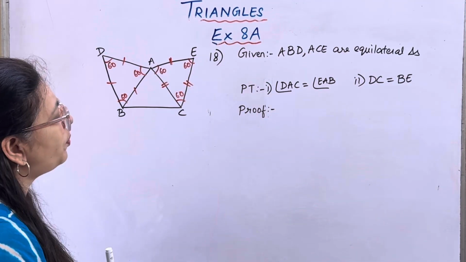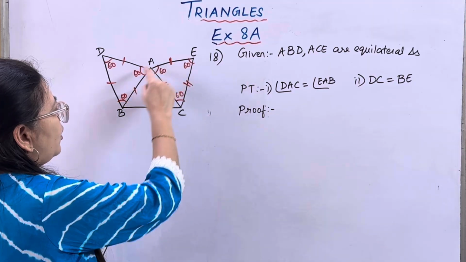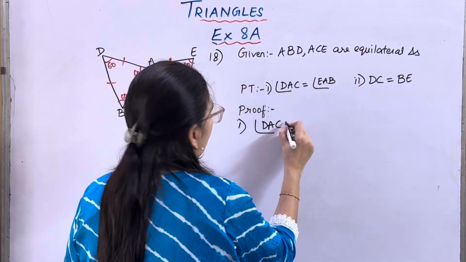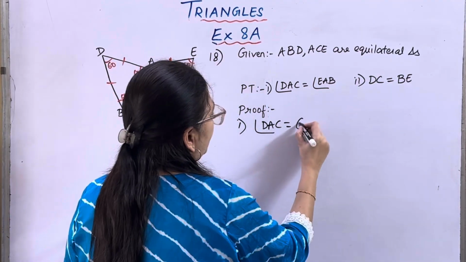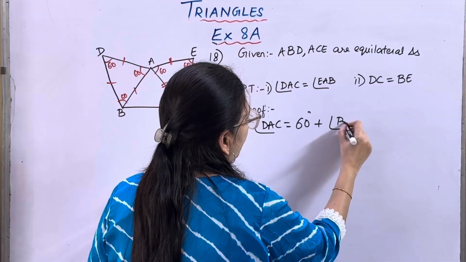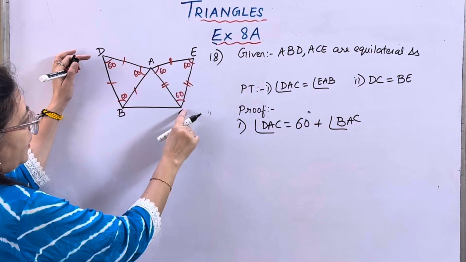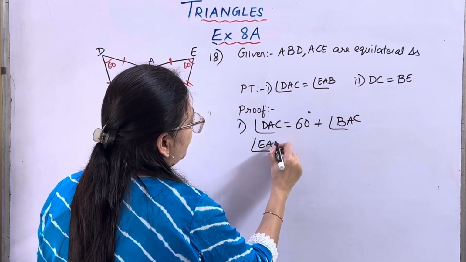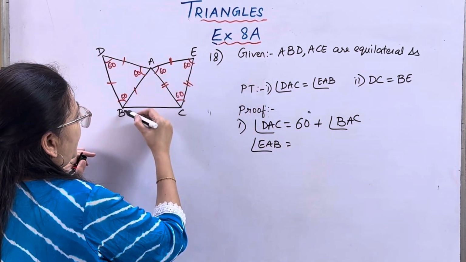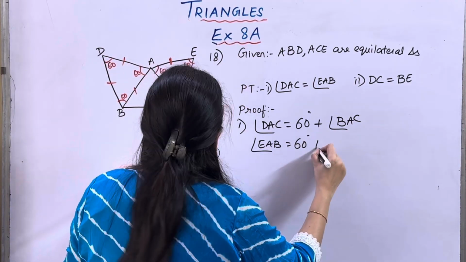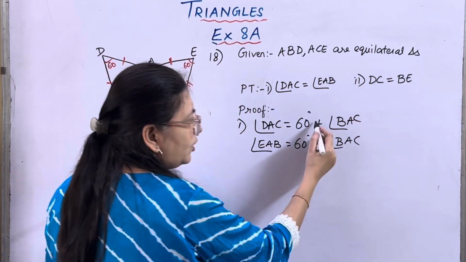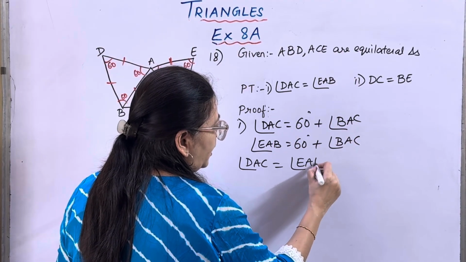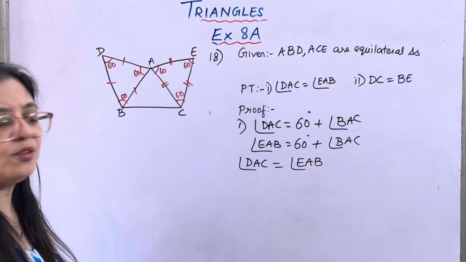Okay? You have to prove that angle DAC is equal to angle EAB. Now for the first one, what is DAC? DAC would be 60 degrees plus angle BAC. See here, DAC is 60 degrees plus BAC. What about angle EAB? EAB, even that is 60 degrees plus angle BAC. So these two are the same. That means angle DAC is equal to angle EAB. The first part is proved.